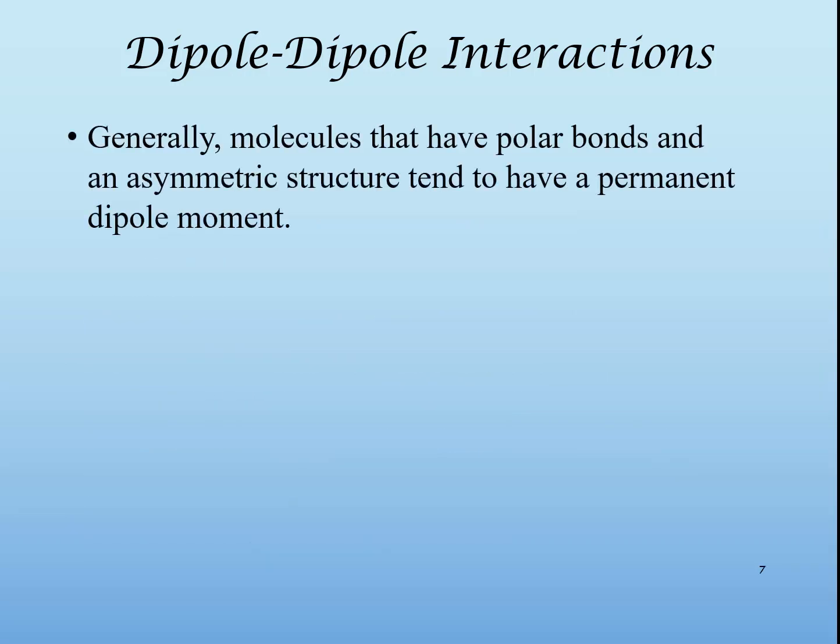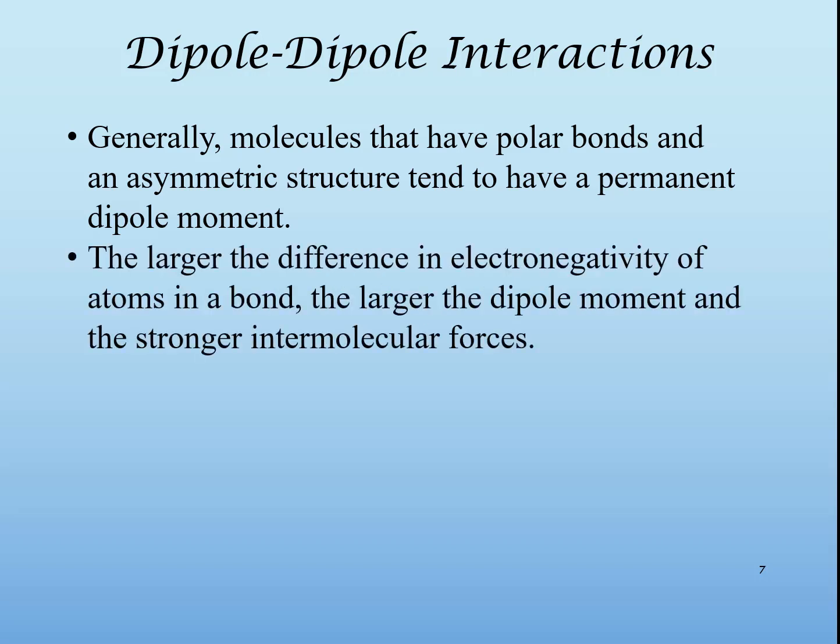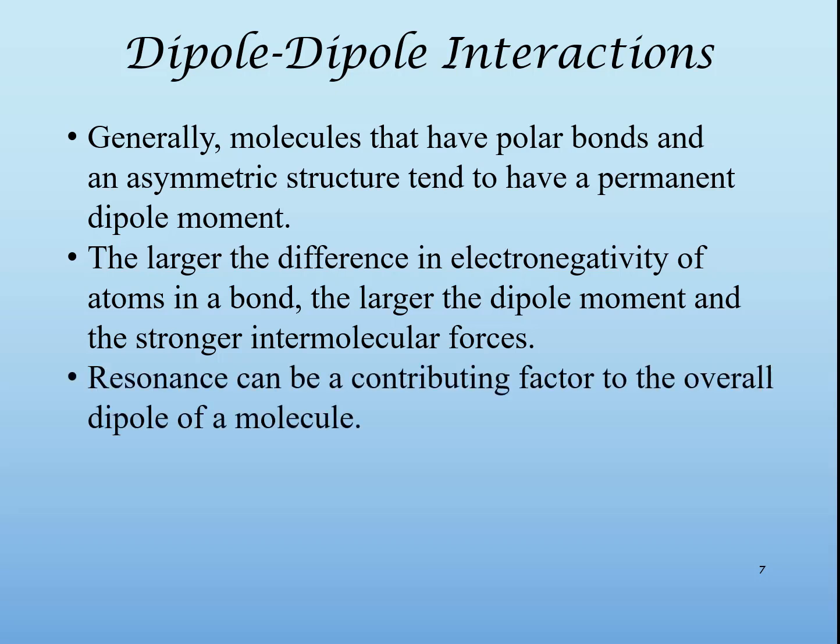Generally, molecules that have polar bonds and an asymmetric structure tend to have a permanent dipole moment. This is where the VSEPR rules come in to predict the structure of a molecule. The larger the dipole is, the stronger the intermolecular forces, and this often relates to a higher degree of electronegativity difference. In some cases, like in some benzene rings, resonance can also be a contributing factor to the overall dipole of a molecule.